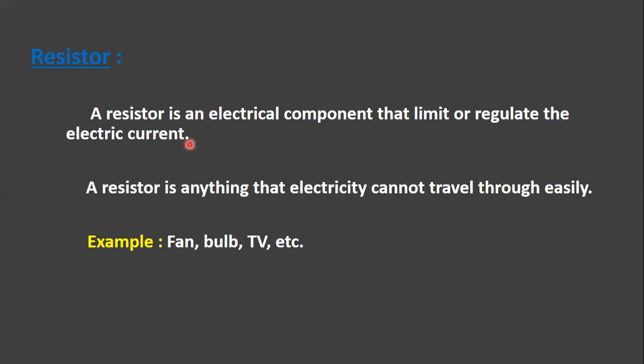A resistor is an electrical component that limits or regulates the electric current. We can also say that a conductor having some appreciable resistance is called a resistor. Resistance opposes the flow of charges, means it opposes the current. A resistor is anything that electricity cannot travel through easily. Examples: resistors are used in a fan, bulb, TV, etc.